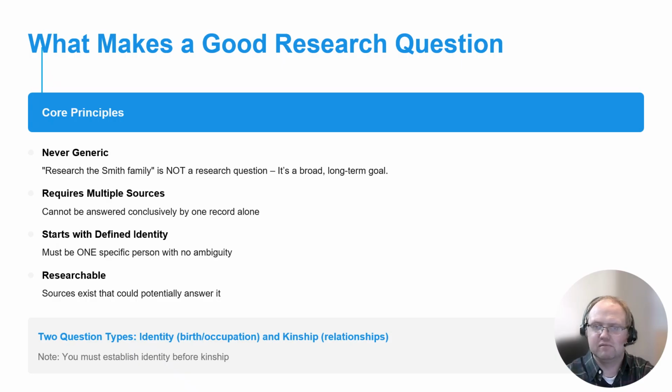Second, it requires multiple sources. A good research question cannot be answered definitively by just one record. If one document could answer your question conclusively without the need to look anywhere else, it's probably too simple. Such as, how did my grandfather die? You can find a death certificate and it states the cause of death. Well, that was a one-stop shop.